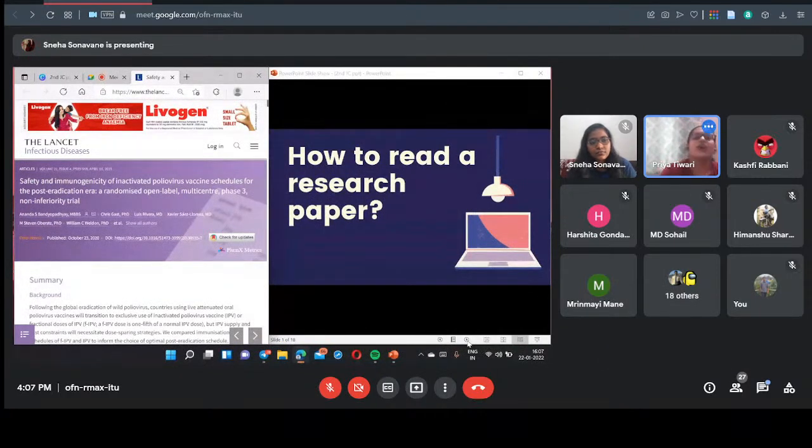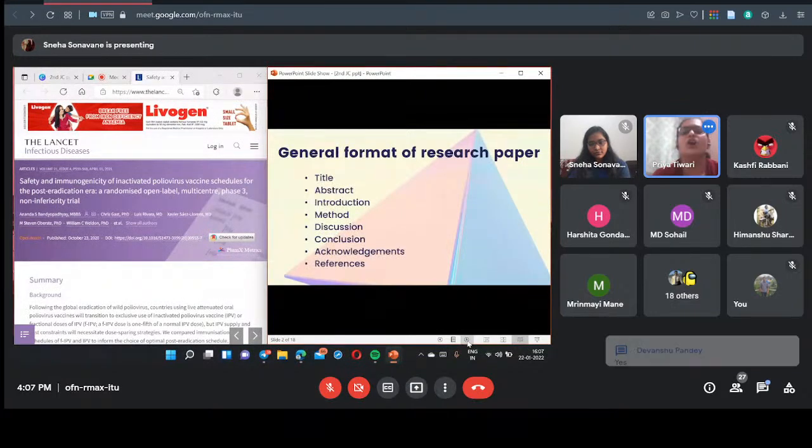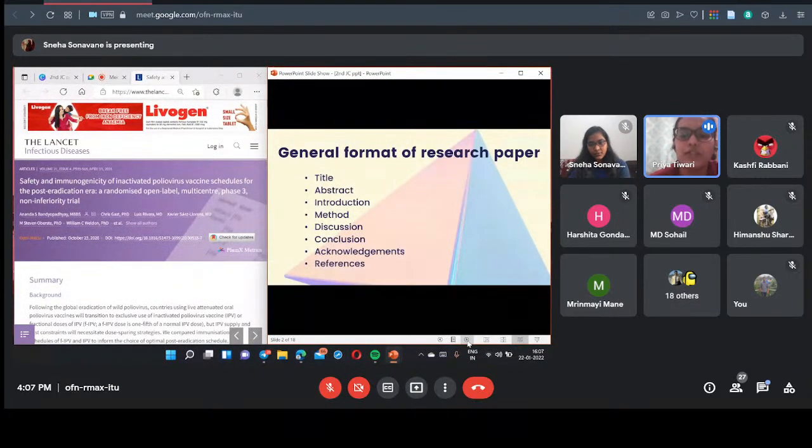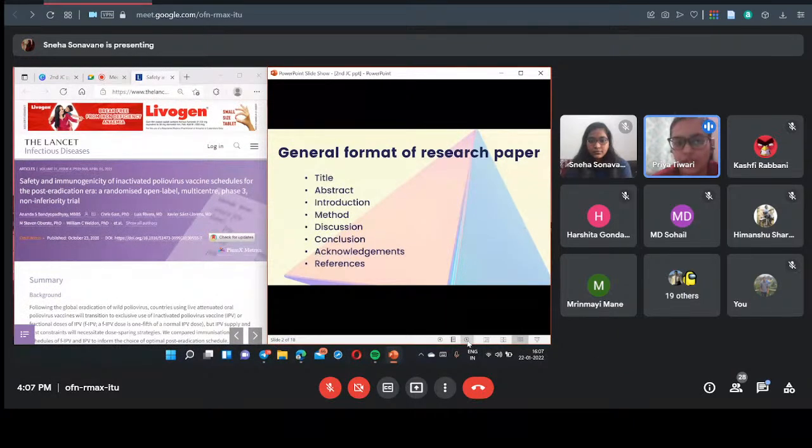Okay, so let's begin with how to read a research paper. Next slide. We all know this is the journal format in which a research paper is written: the title, then the abstract, followed by introduction, method, discussion, conclusion, acknowledgements, and references. But this is not the format in which we will read the research paper. There is a different way of reading a research paper so that we can gain the maximum knowledge from it.